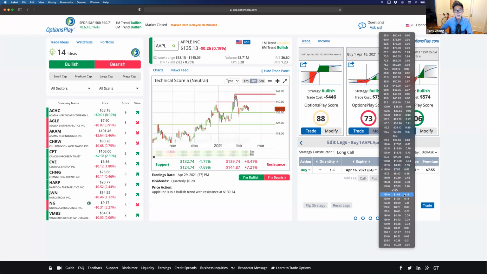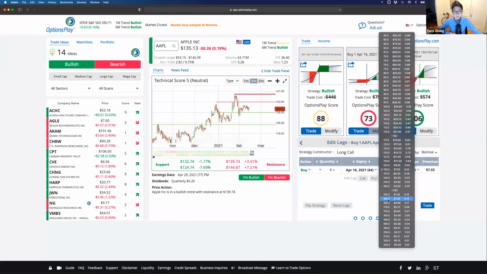Or why would you ever buy an at the money option when you can buy an out of the money option? They're really, really cheap. And if the stock makes a big move, you can make a really outsized return. Well, the answer is that for every $1, let's say I buy a 160 call option, a way out of the money call option.